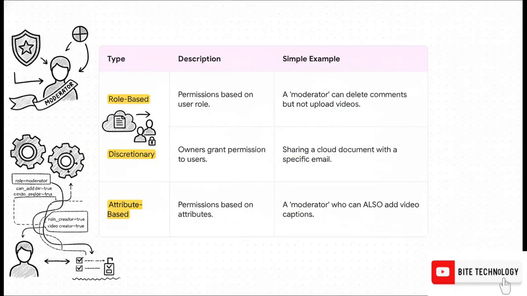Now, this key system comes in a few different flavors. You've got role-based access, where your permissions are based on your title, like being a moderator. Then there's discretionary access, which is like when you share a cloud document with a specific friend's email. And finally, you have attribute-based, which is a more complex mix. The main thing to remember is this: the more complex these systems get, the more likely it is a developer made a little mistake somewhere.